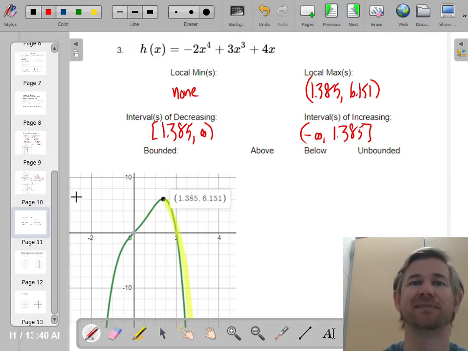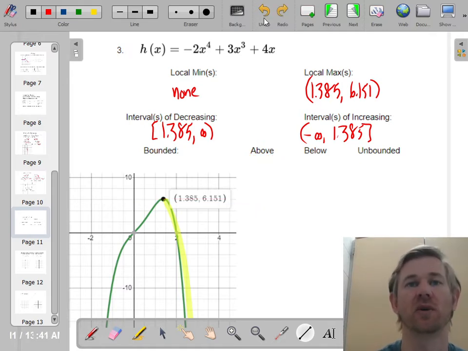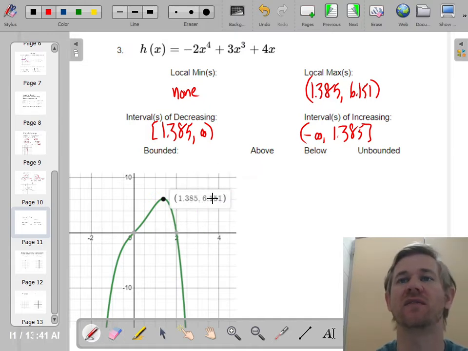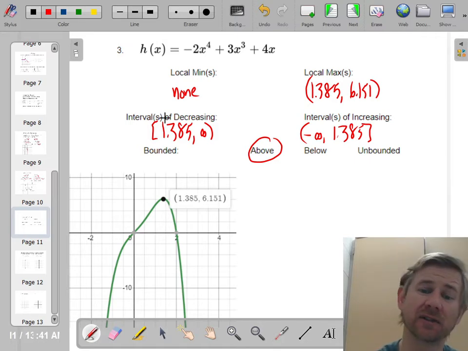And we say that this is bounded above because it has a boundary at the top. It doesn't go above a certain point. It has a maximum, and its maximum y value is 6.151. So this is bounded above. It's got a boundary on the top. So that's it for our intervals and local mins and maxes.